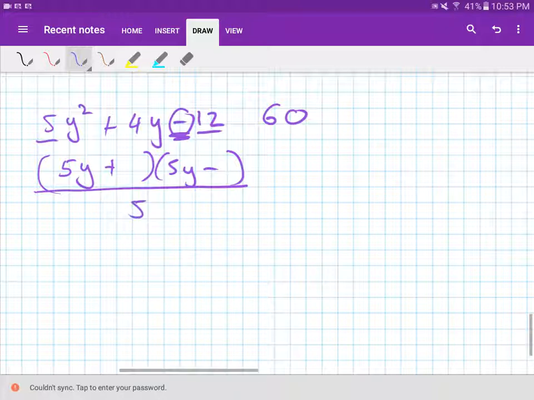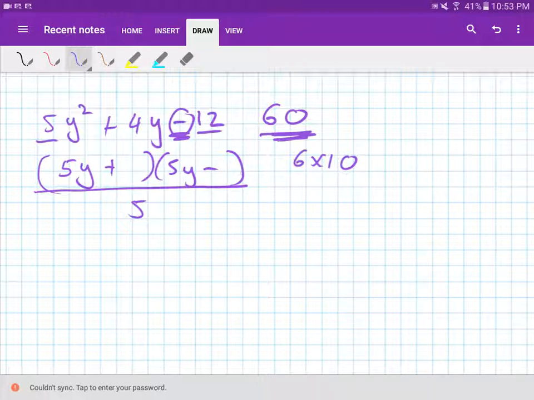Now, what times what gives me 60? The difference, because it's minus. Minus means difference. The difference is 4. So what times what gives me 60 with a difference of 4? Obviously, 6 times 10. Now it comes with practice. If you do a lot of practice, you come up with the number quickly.